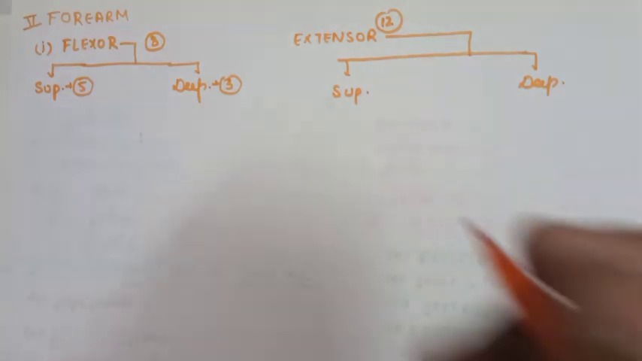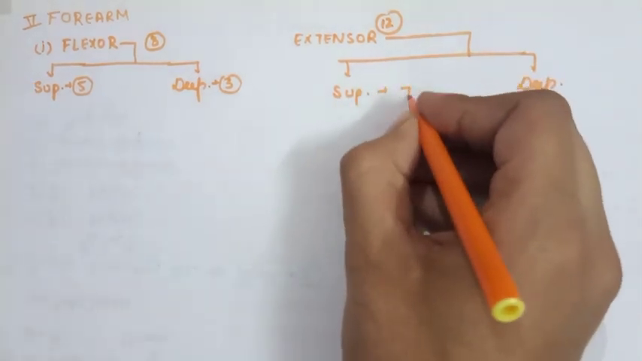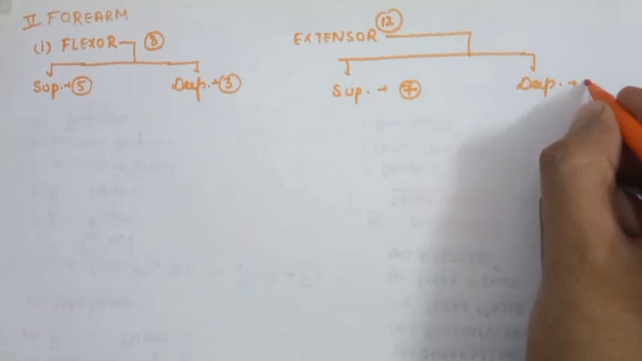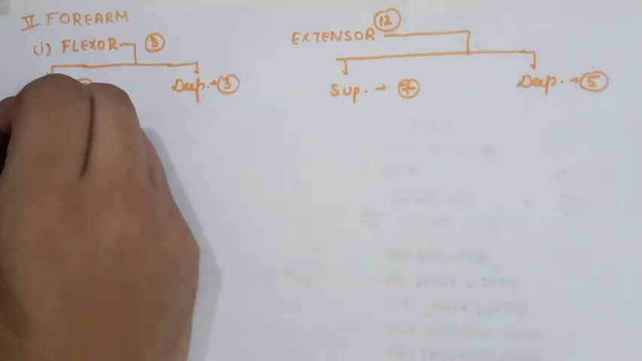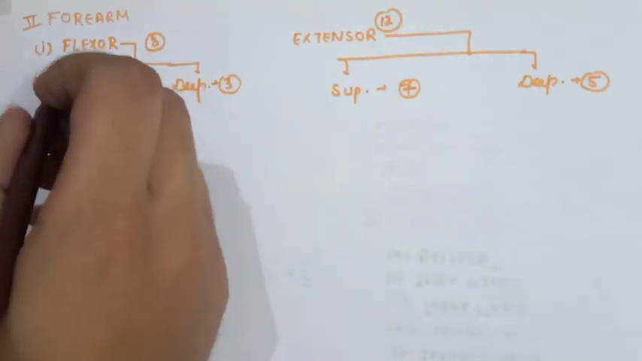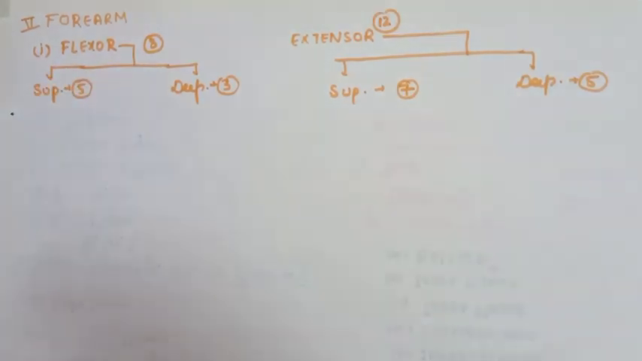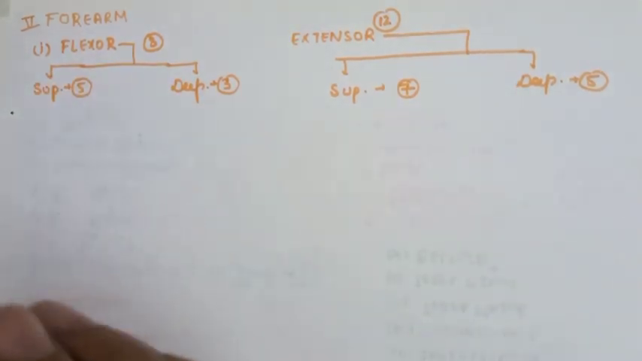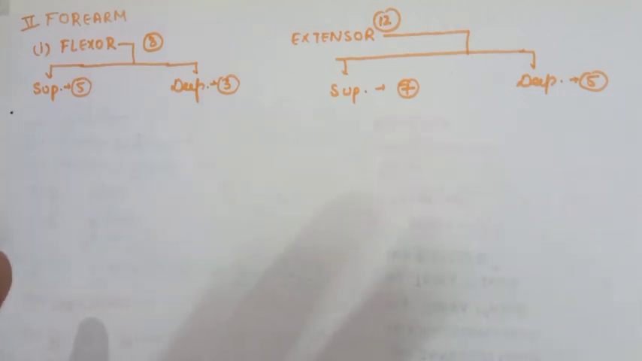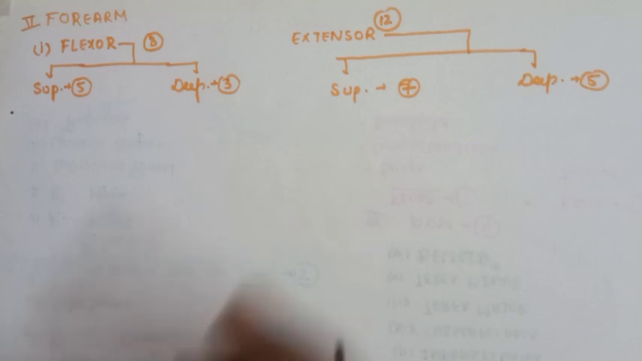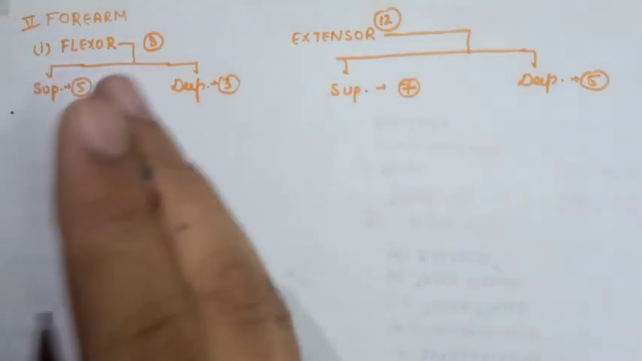In the extensor compartment, in the superficial group we have 7, and in the deep we have 5 muscles. These are all the subdivisions. In the superficial compartment of the flexor group, we have the pronator teres. The trick to remember the muscle names is already uploaded in a separate video. Kindly check it out in the playlist section. The video is entitled Trick to Remember the Muscles of Forearm. I will also provide the link in the I button above. In that video, you will easily remember all the names of the muscles of the forearm.